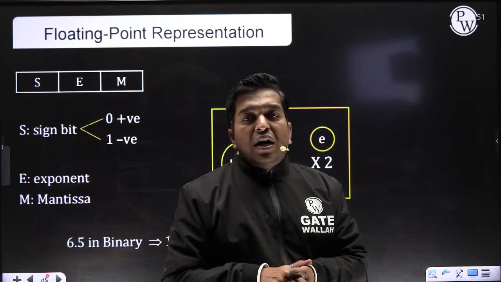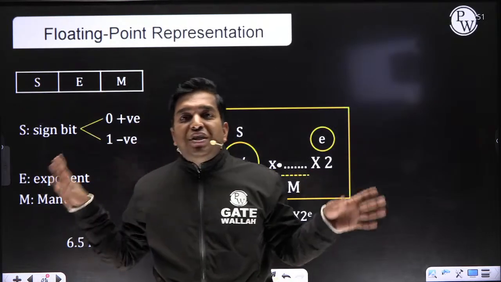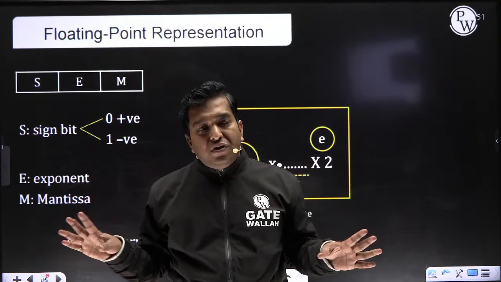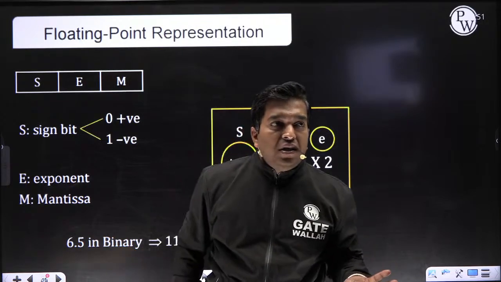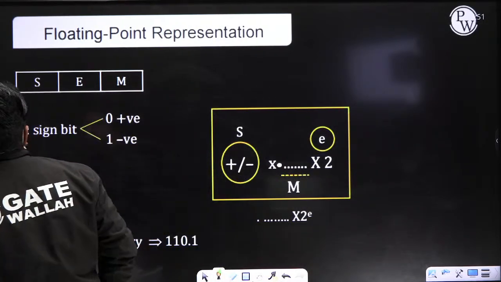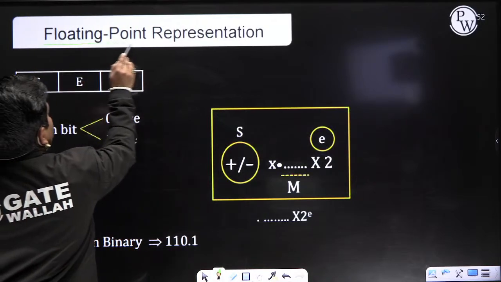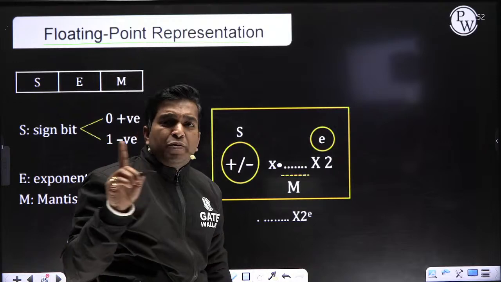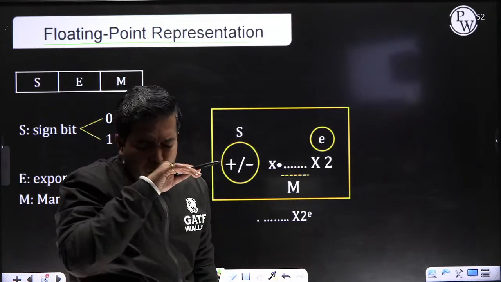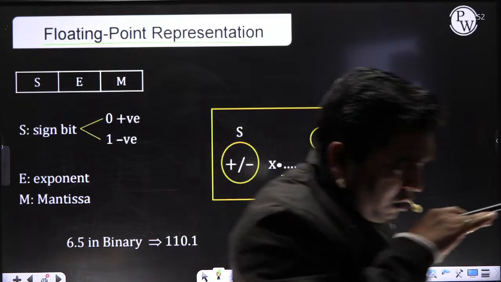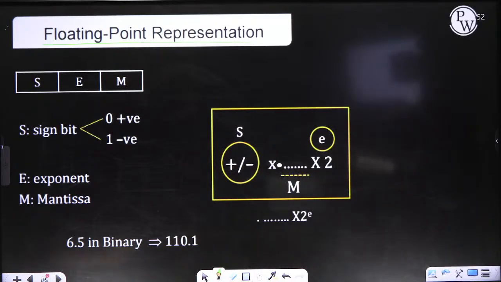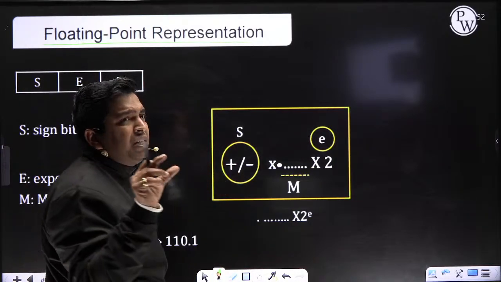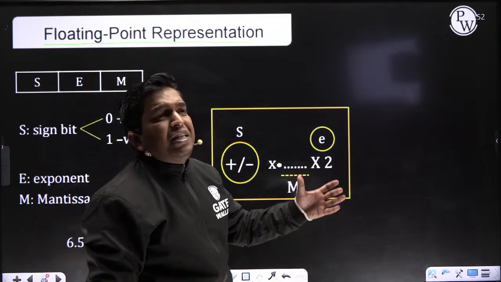I will explain floating point completely, with lots of questions. Don't fear. Now, listen to what I am telling. First of all, why is floating point representation used? Because with the fixed point representation, you can't represent zero, you can't represent a very small number, and you can't represent a very large number.